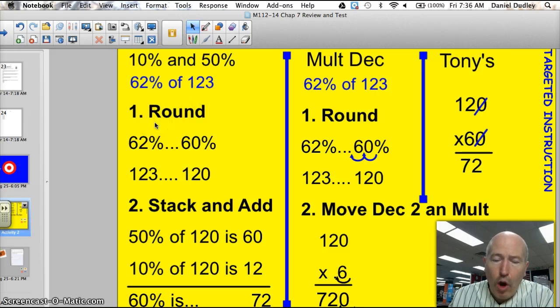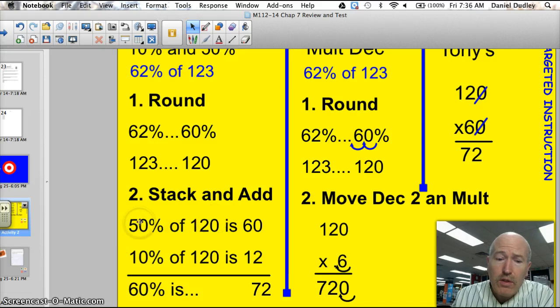Well, for all of the methods, you have to round first. So 62% is about 60%. 123 is about 120. We're just estimating, so rounding is just fine. Then you stack and add. 50% of 120 is 60. That's half. 10% of 120 is 12. If you move the decimal one spot to the left, divide by 10, you get 12.